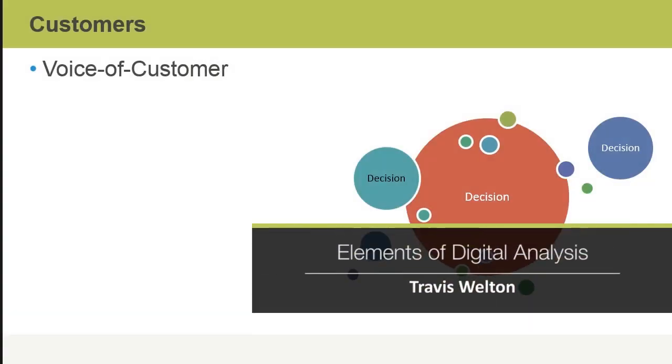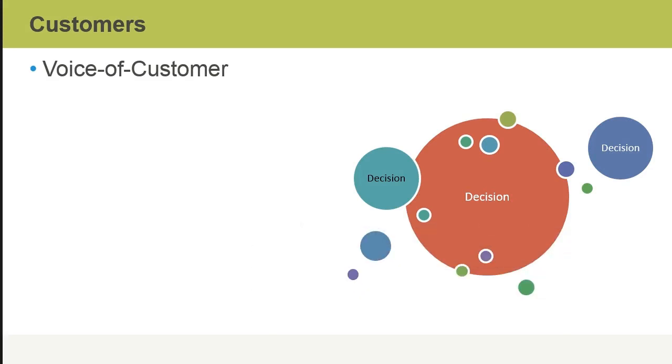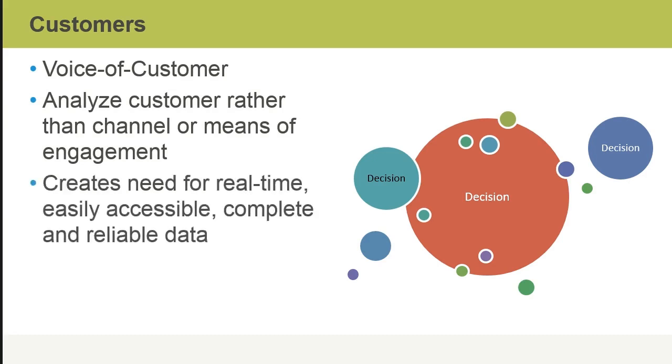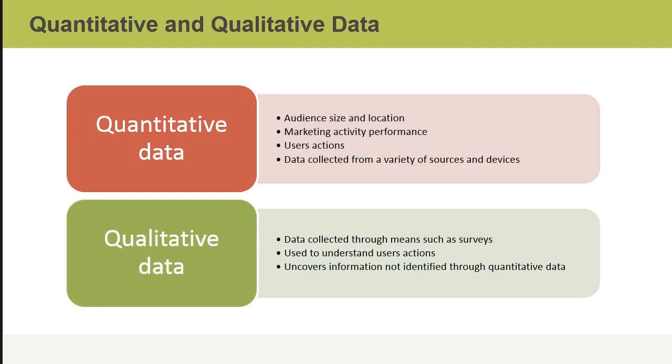In this video, we're going to take a closer look at the elements of digital analysis. The first element to look at is the customers, and in today's business world, both large and small businesses need to listen to the voice of their customers. Customers are more connected than ever, and digital analysis can help provide the tools to analyze how your customers act on your website so that you can adapt your site and your marketing strategies to accommodate them. There is a real need for real-time, easy, accessible, and reliable data, and Google Analytics can help provide that information.